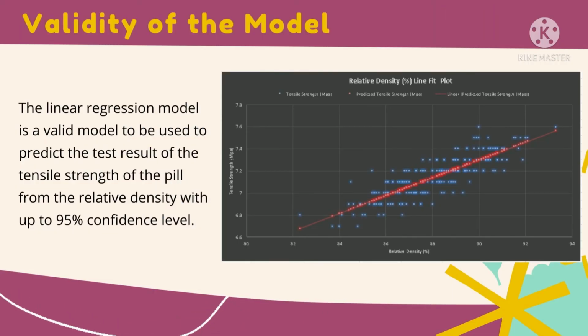Validity of the model. For the relative density line fit plot, we got a positive linear regression relationship. This concludes that the linear regression model is a valid model to be used to predict the tensile strength of the pill from the relative density with up to 95% confidence level.